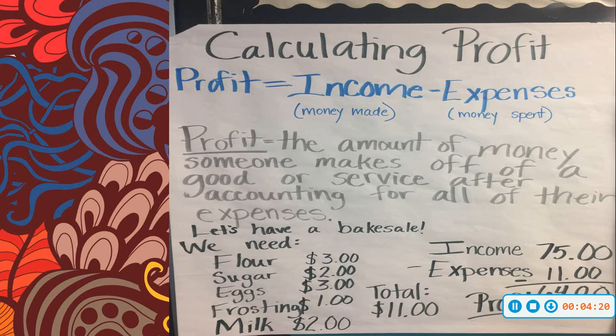Profit: the amount of money someone makes off a good or a service after accounting for all of their expenses. Okay? So for instance, they had a bake sale. They needed flour, sugar, eggs, frosting, and milk. And you see the prices listed next to those items. So they spent a total of $11. After they made the cookies and sold the cookies, they made an income of $75. However, after they took out the expenses of $11, that left them a profit of $64. And that's what we'll be doing today.